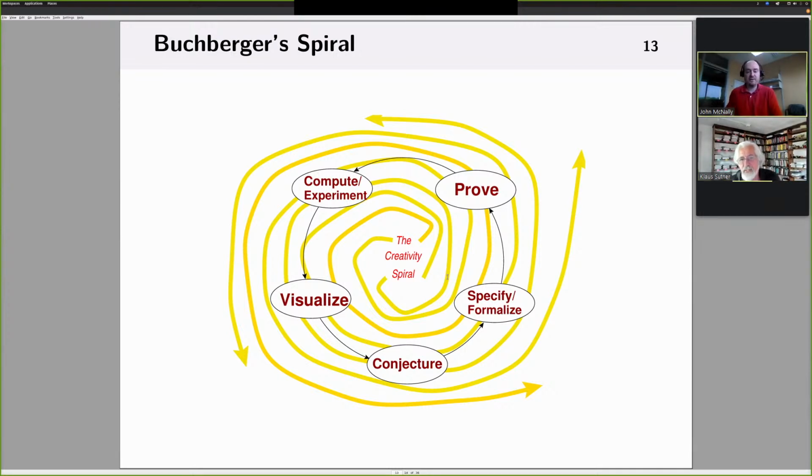Of course, this is a gross oversimplification because it's not a nice circle in general. It's more zigzagging around, right? You're trying to formalize your conjecture, you realize you don't know what you're talking about, so you go back to the computation stage. So ideally things would look more like that, and you just wander off into infinity if you go around often enough.